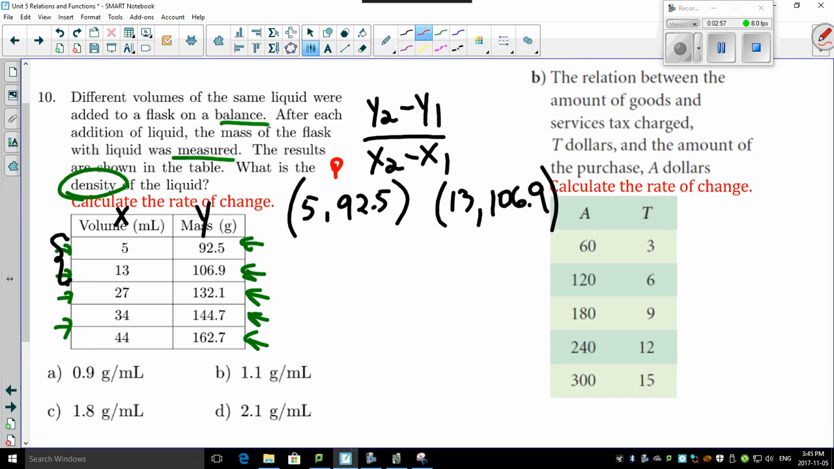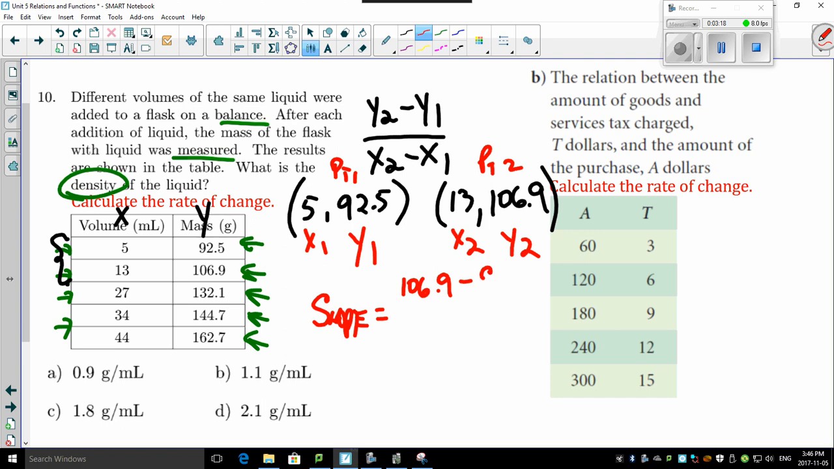So if this is point 1, that's going to be x1 and that'll be y1. If this is point 2, that's going to be x2 and there's going to be y2. Let's figure out the slope. The slope is going to be rise, which is y2 minus y1, 106.9 minus 92.5 over x2, which is 13, minus x1, which is 5. Well, the bottom's easy to do. 13 minus 5, we know, is just plain old 8.